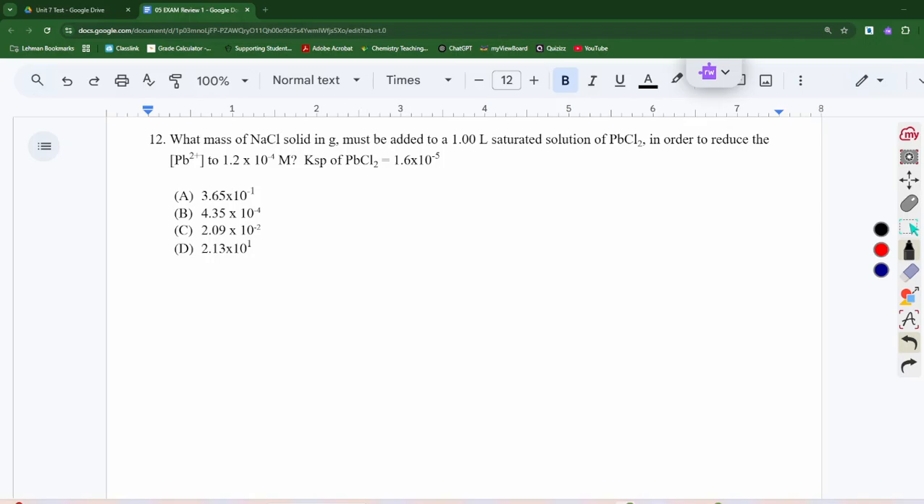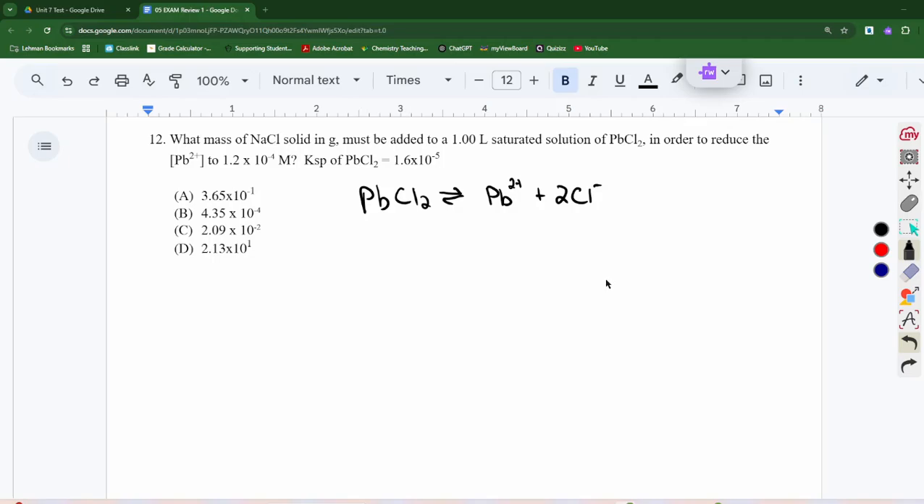All right, I'm assuming you already read the question and have some idea, and if you got stuck, let's see what we would do next. First, let's write out our equation. All right, so we got lead 2 plus ions, and this Cl2 will turn into 2 Cl minus ions, correct?